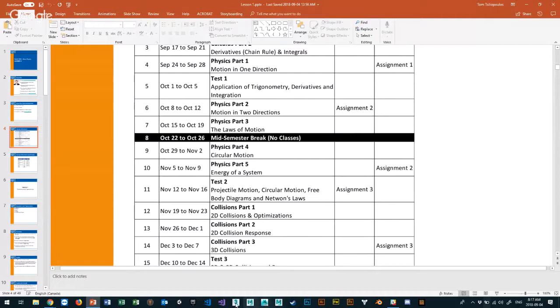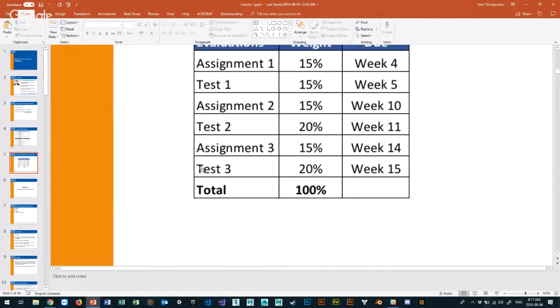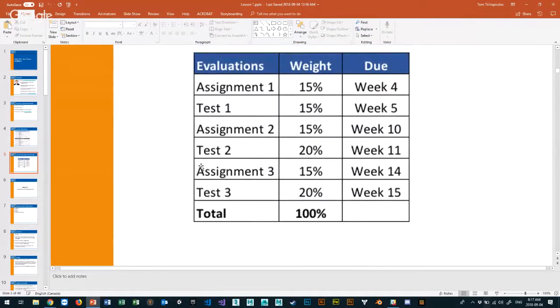Now, to balance that, what we've done is we have a split like this, and I've made this really big so you guys can see it. So assignment 1 is 15%. Again, let's do week 4, test 1, again, 15%. Those first 2 things, because they're math, I try to make it a little easier. I weighted them a little bit less than I could have.